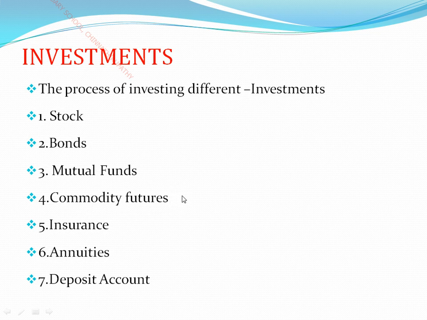For example, we can say gold and silver. Saving and investing in gold and silver is also called a commodity, invested for future use.